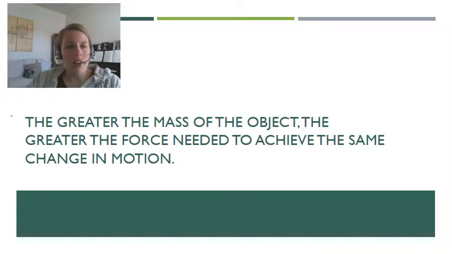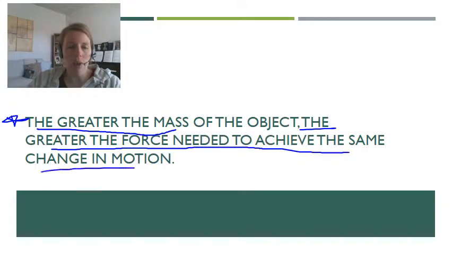All right, so I like to put big ideas by themselves on slides. So if you want to read this with me, the greater the mass of the object, the greater the force needed to achieve the same change in motion.